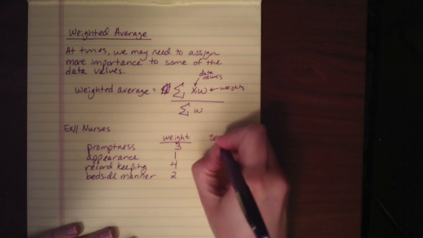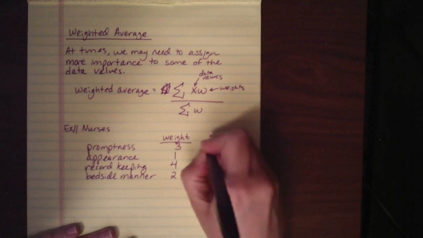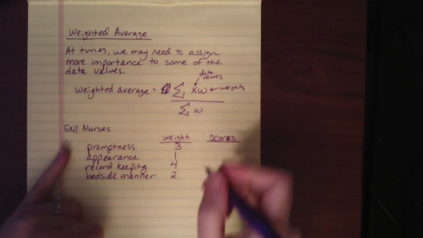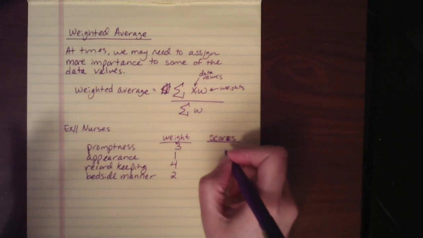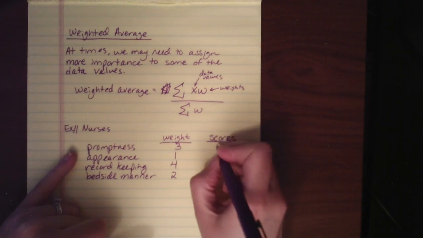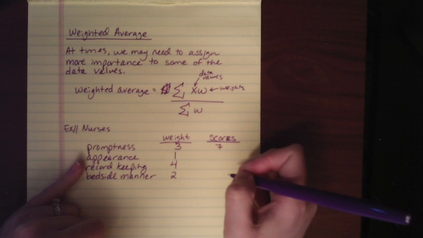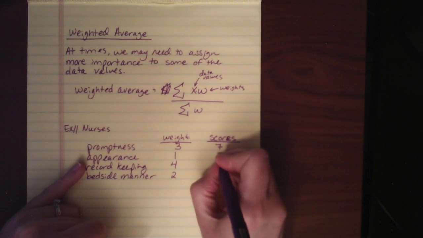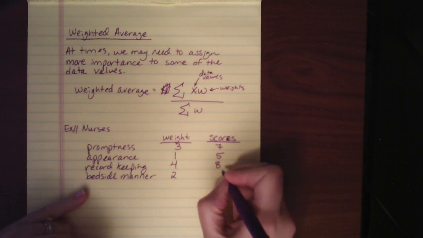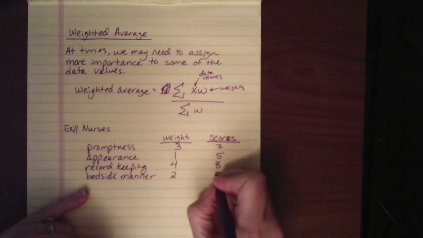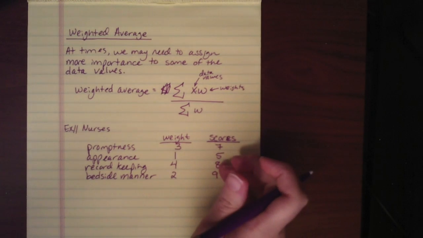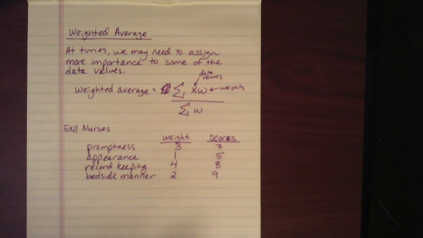Now let's say for a particular nurse, we have the following scores. Let's say this nurse scores on a scale of 1 to 10. Okay, so let's say they score a 7 in promptness. Let's say they score maybe a 5 in appearance, an 8 in record keeping, and a 9 in bedside manner. They're really great with patients. Their record keeping's pretty good. Their promptness is okay. Their appearance is meh.